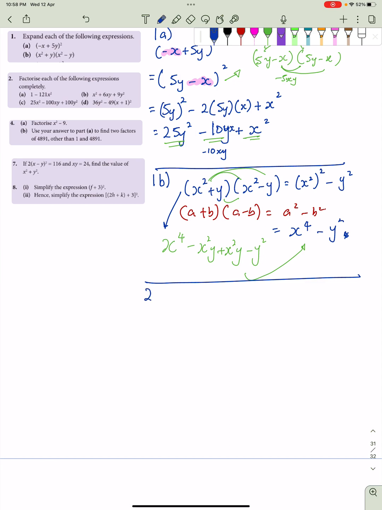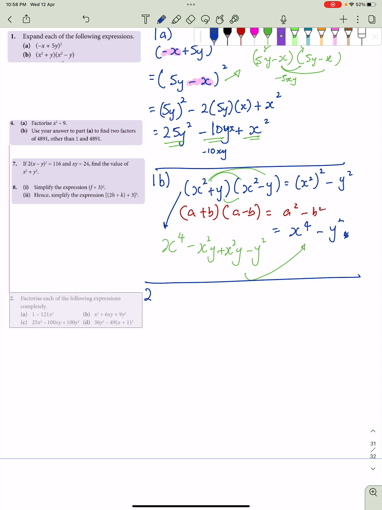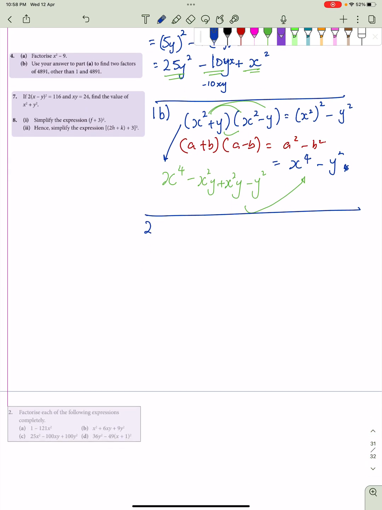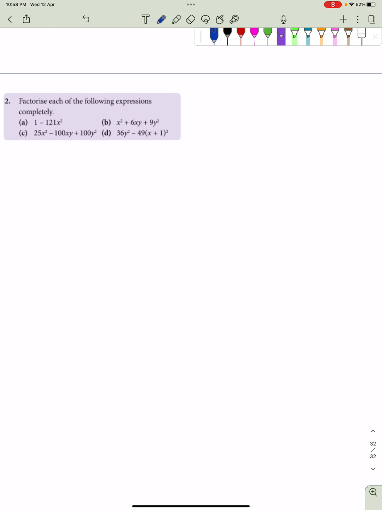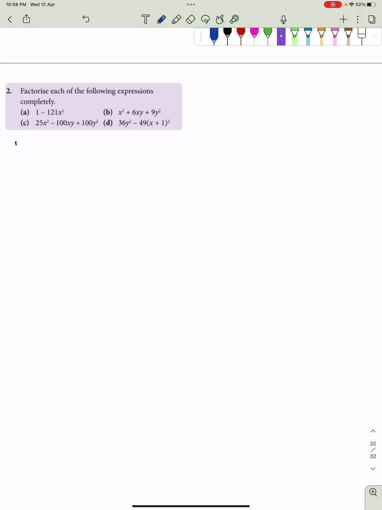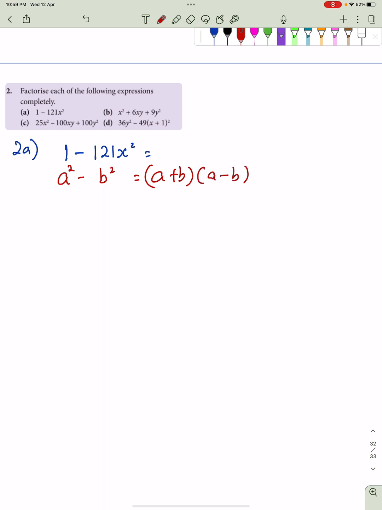Now question 2, there are quite a fair bit of questions, so let's look at question 2 per se. So for 2a, I want to factorize 1 minus 121x squared. So I want to recall this is something like a squared minus b squared. And before I can even start that, I also want to recall that a squared minus b squared is actually (a plus b)(a minus b). So this is very important. It's very useful to remember.